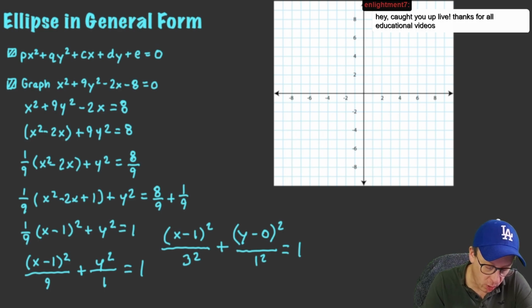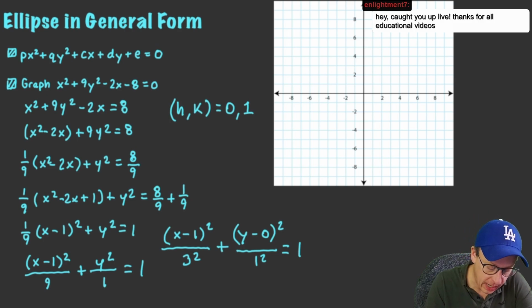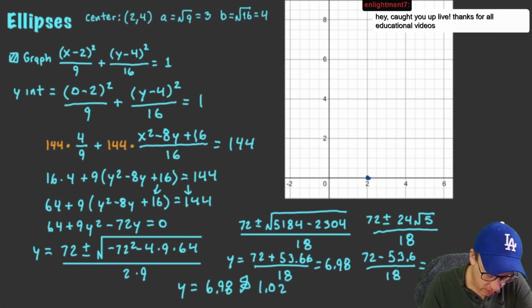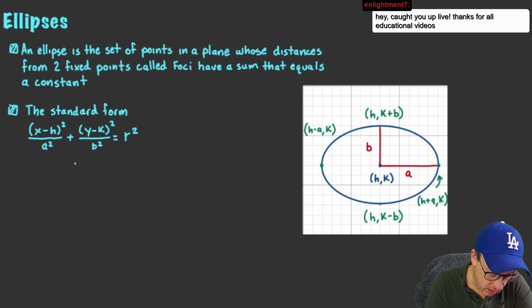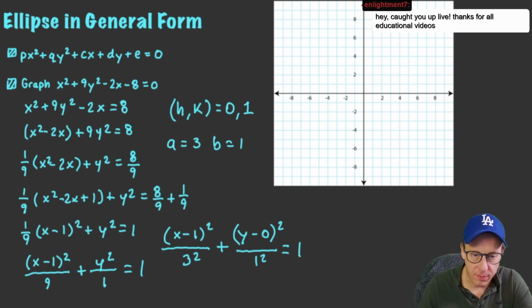So, knowing all this, what do we know? Well, we know that h and k are going to be at the point 1 and 0 because of what work we've done previously. And we are also going to know that A is going to be equal to 3 and B is going to be equal to 1 because we know the standard form. Well, where is it? There it is. You just have to memorize what that equation is. And if we know that, we can then go in and plot all of our points.